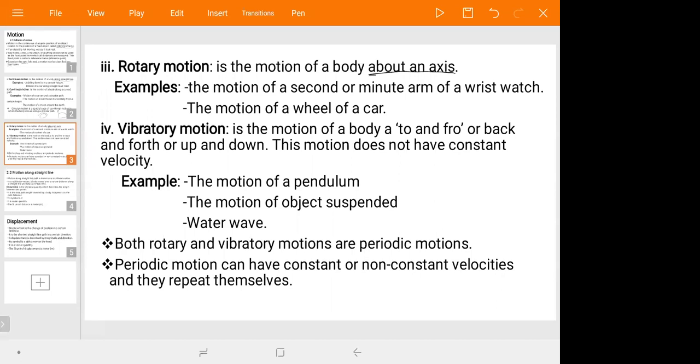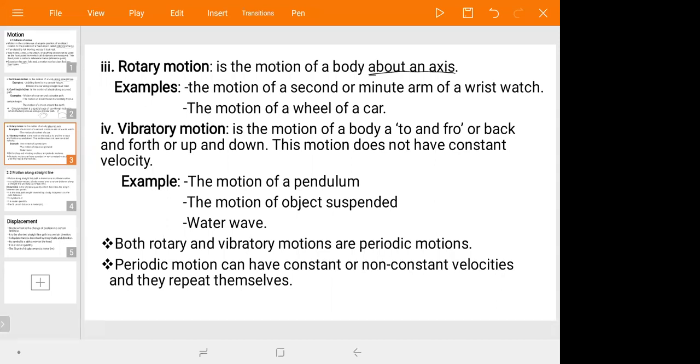The motion of the second, minute or hour arm of a wristwatch is again a type of rotary motion. So under this, you must know the definition of each type of motion and its examples.